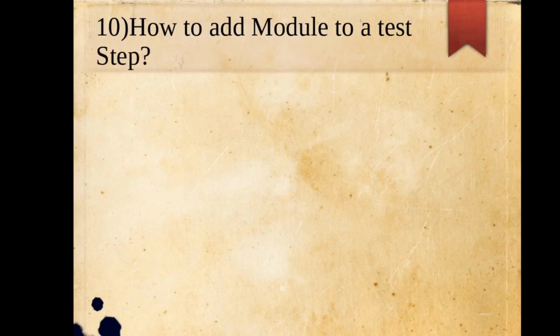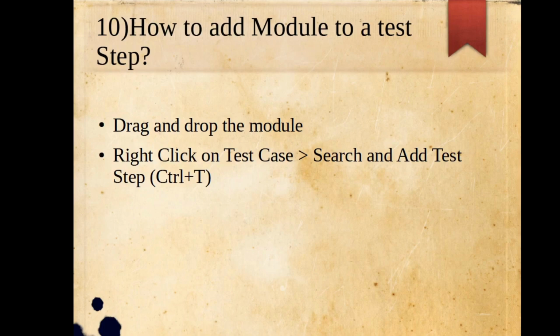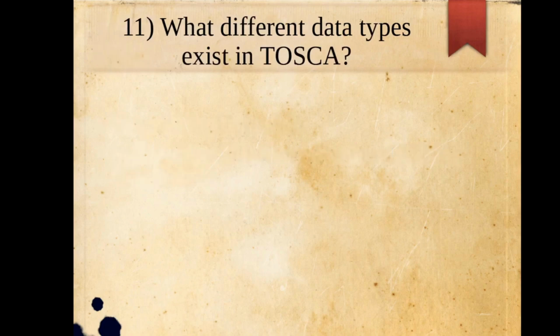Coming to the 10th question, how to add module to a test step. So there are two ways you can add a module to a test step. The first is most obvious, we can drag and drop the module. Second is we can right click on the test case, we'll get that search option and we can add the test step. We can use a shortcut Ctrl+T as well for doing so.